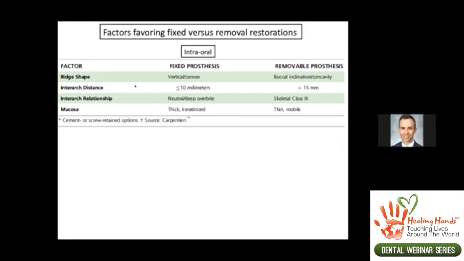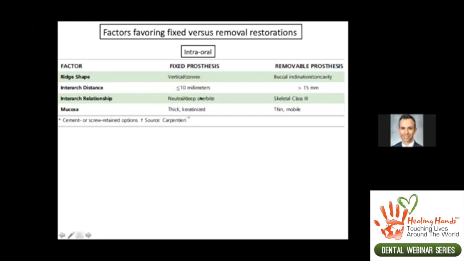So an example of that is ridge shape. If you have a vertical or convex ridge shape, which probably supports the lip really well too, then you may tend to lean towards a fixed prosthesis. If you have less interarch space and you're going to be doing teeth directly to implants, that also favors fixed prosthesis. But again, that may not be the case if you're doing a hybrid prosthesis on a bar where you need more space.